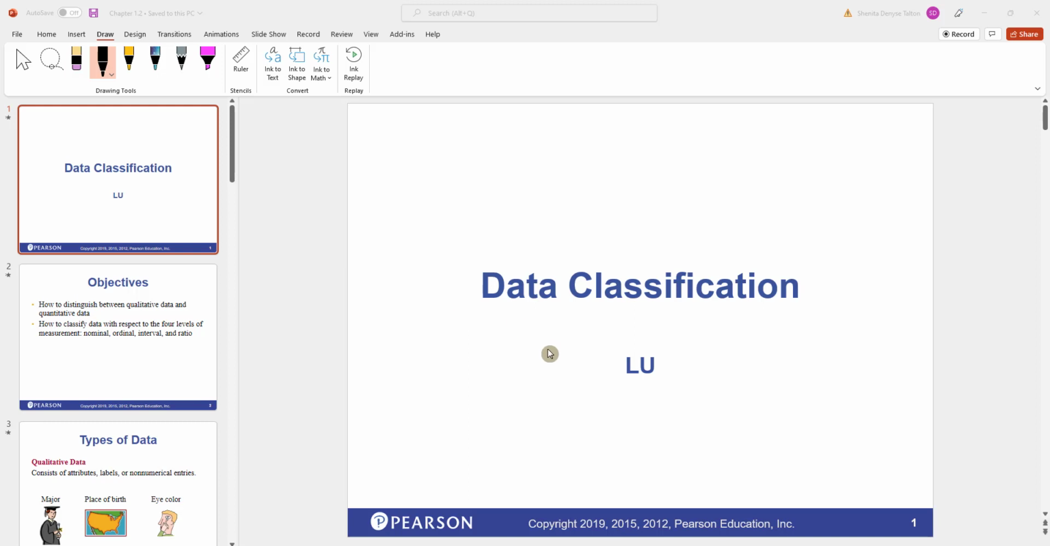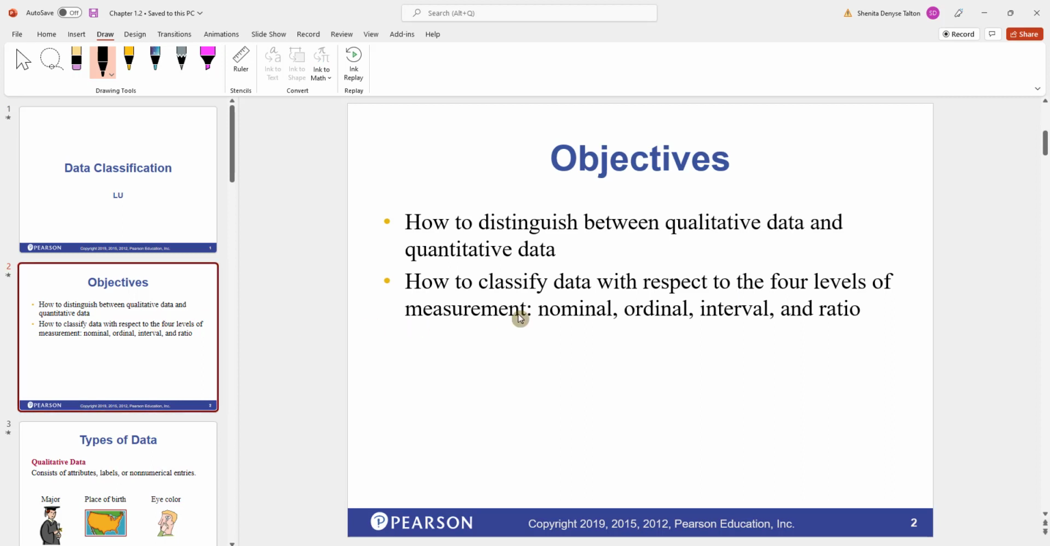In this video, I will talk about data classification. We will talk about how to distinguish between qualitative data and quantitative data, and how to classify data with respect to the four levels of measurement. We have nominal, ordinal, interval, and ratio.